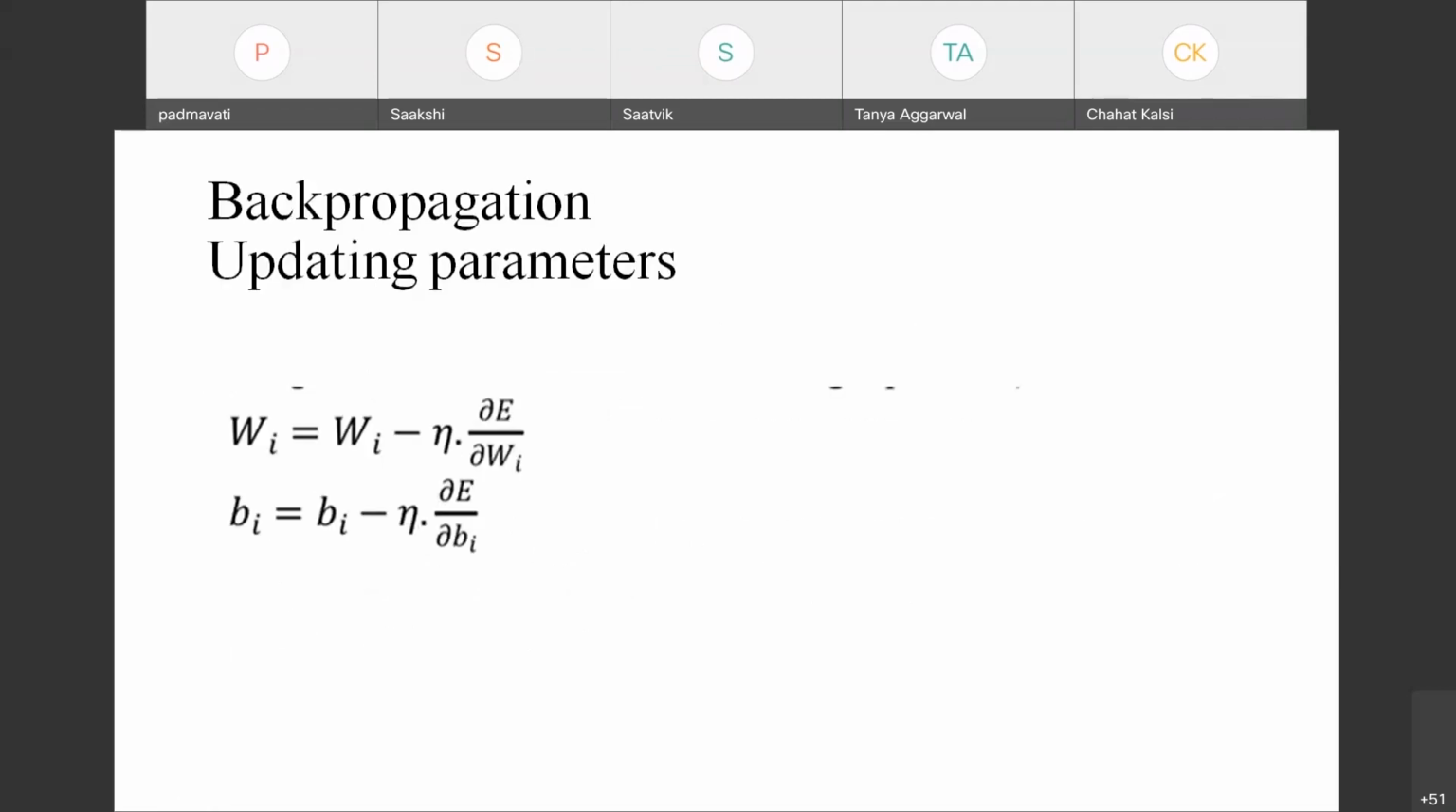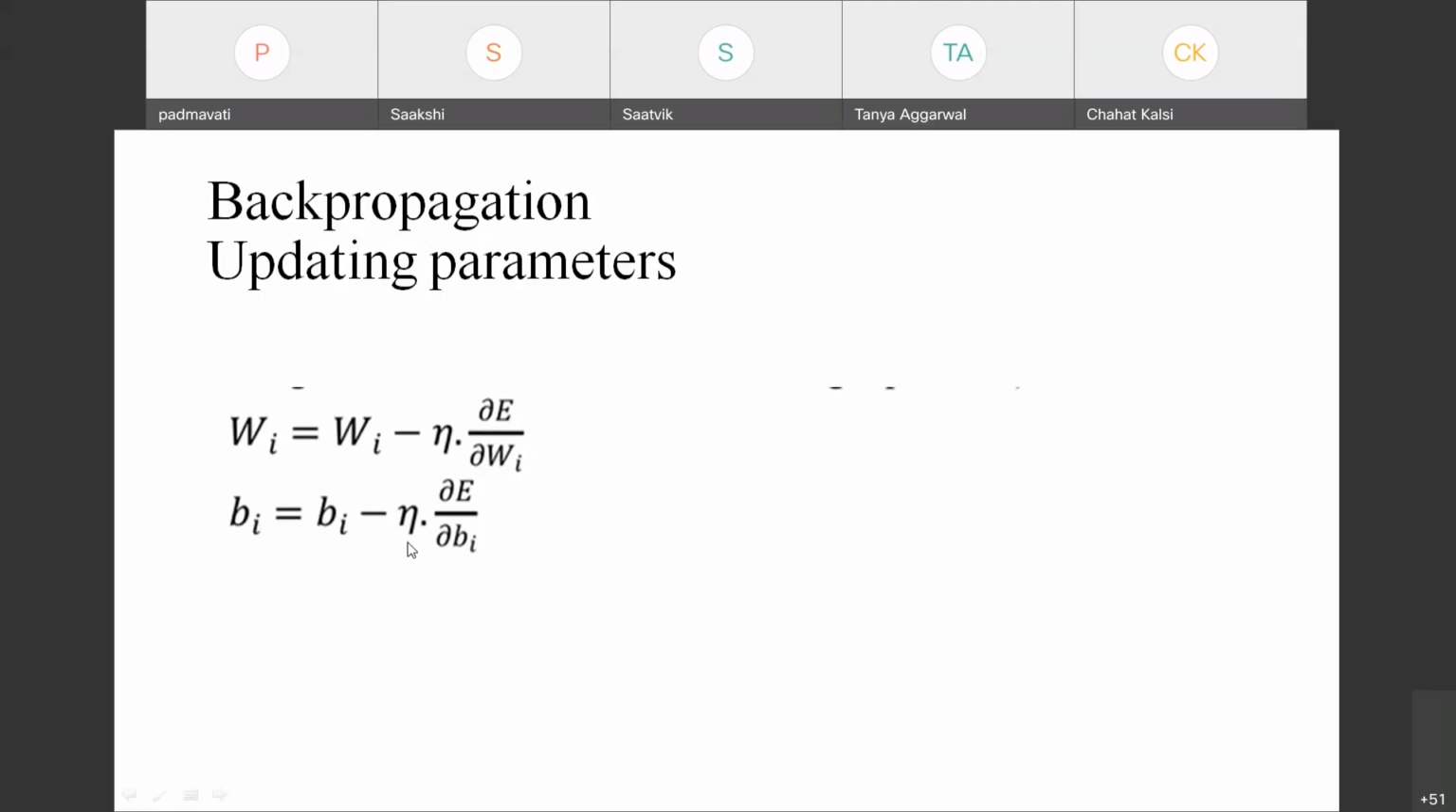So how does backpropagation work? It simply works with the help of 2 steps. I will be showing those 2 steps in the next slide. Basically, how it updates the parameters: it updates them with the help of this equation. Every W_i should be updated, and every B_i should be updated.